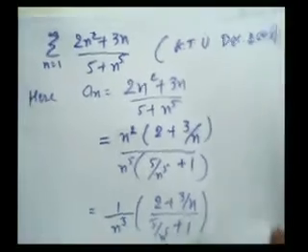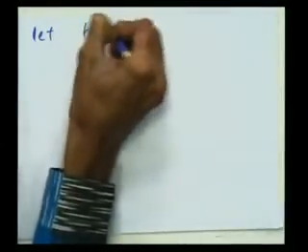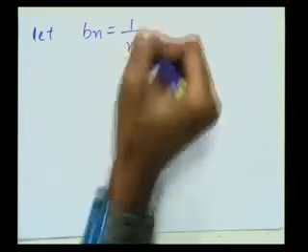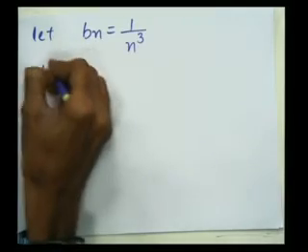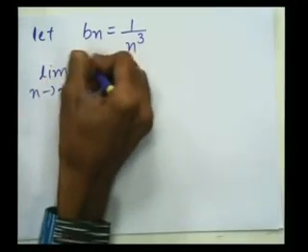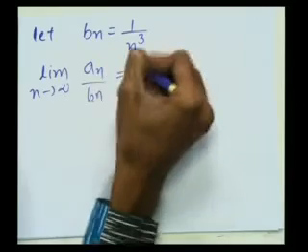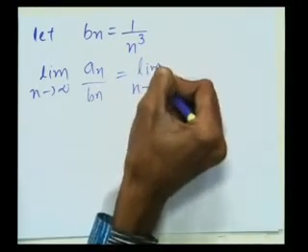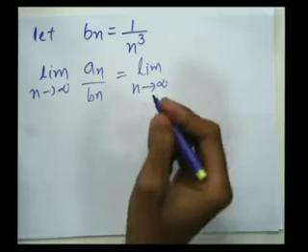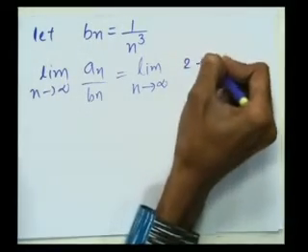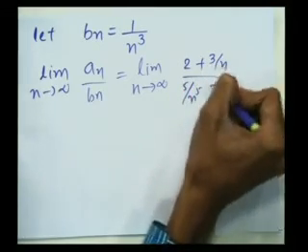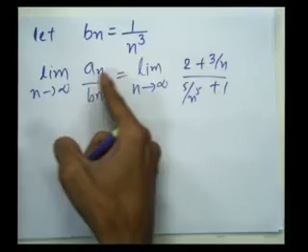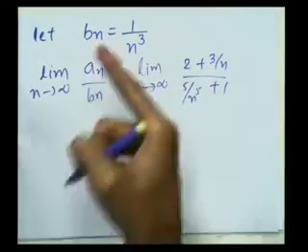So now let bn be equal to 1 upon n cube, then the limit as n tends to infinity of an upon bn is equal to the limit as n tends to infinity of (2 plus 3 upon n) upon (5 upon n raised to 5 plus 1), because in the an part there is 1 upon n cube, and bn is also equal to 1 upon n cube.